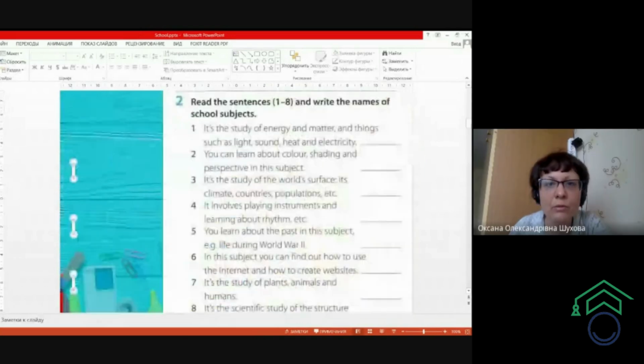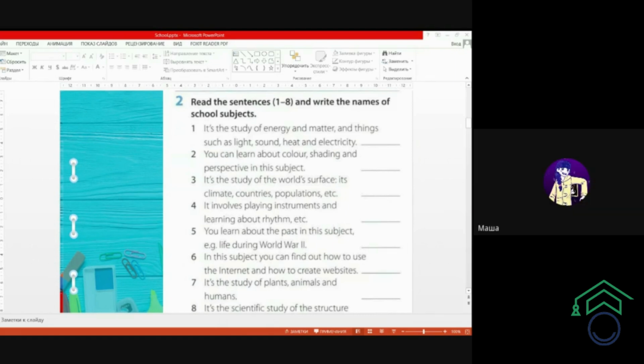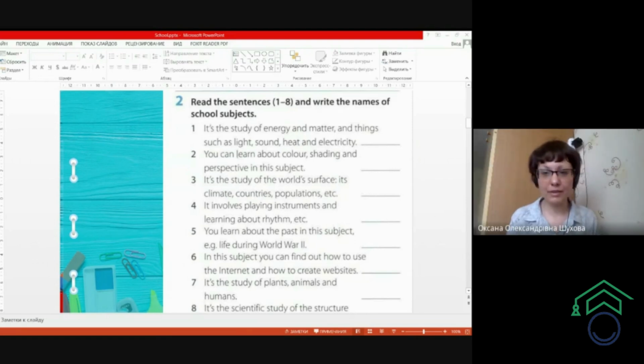Okay, now I'd like you to think about school subjects, different school subjects. So the task is to read the sentences and write or just say the names of school subjects. Okay, so will you please read the first sentence and try to guess what subject it is? It's the study of energy and matter and things such as light, sound, heat, and electricity. Physics? Yeah, you're absolutely right.